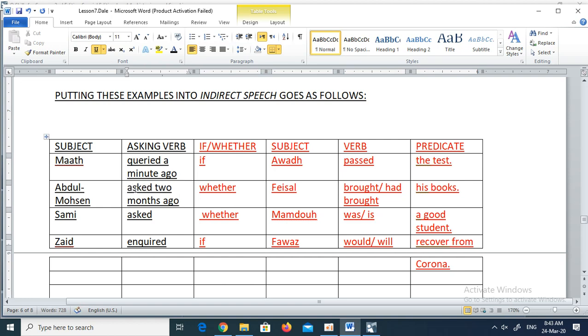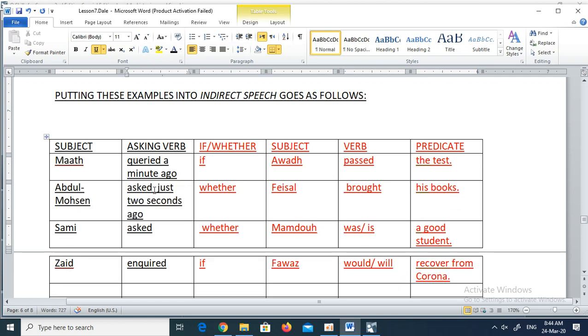Abdul Mohsen asked 2 months ago whether Faisal had brought his books. Because it happened 2 months ago, it would be "had brought." If Abdul Mohsen asked just 2 seconds ago whether Faisal brought his books, then we would make it "brought."